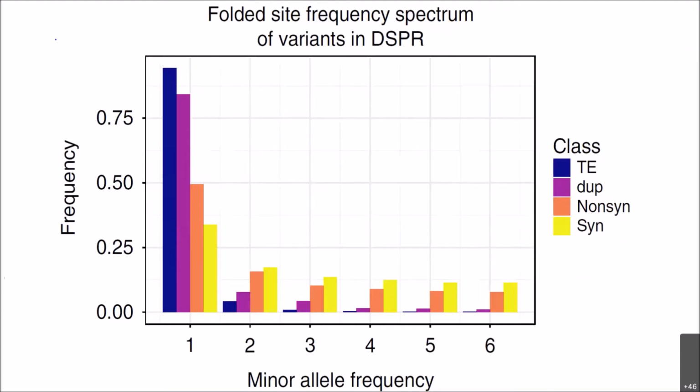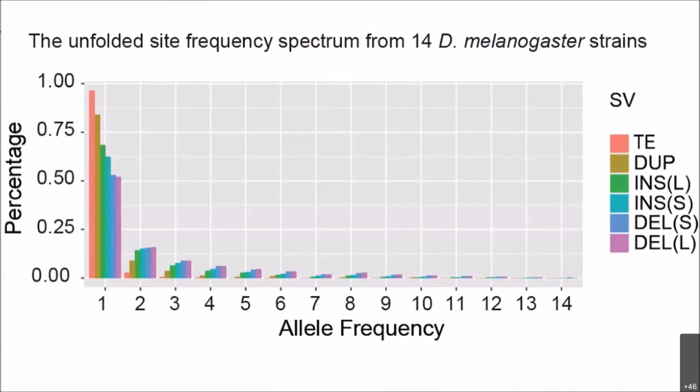If we move on and just focus on SVs, this is a later study where we're actually able to unfold the site frequency spectrum. The idea is the same. If we start off with the duplications, in brown, we'll notice that very, very few mutations get to high frequency. There are some, and TEs are at extremely low frequency. In fact, mostly singletons. Let's move on to the next slide.